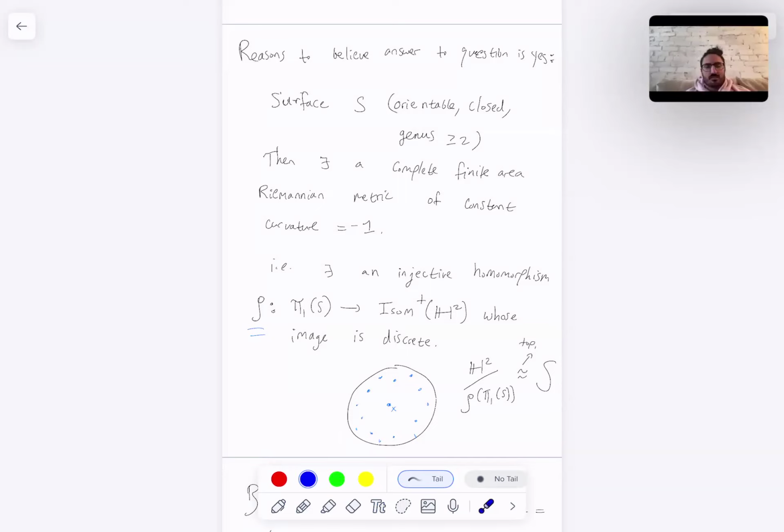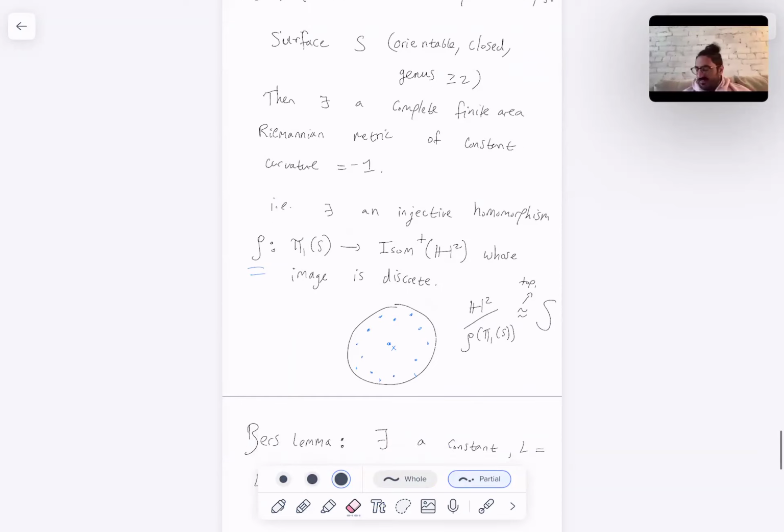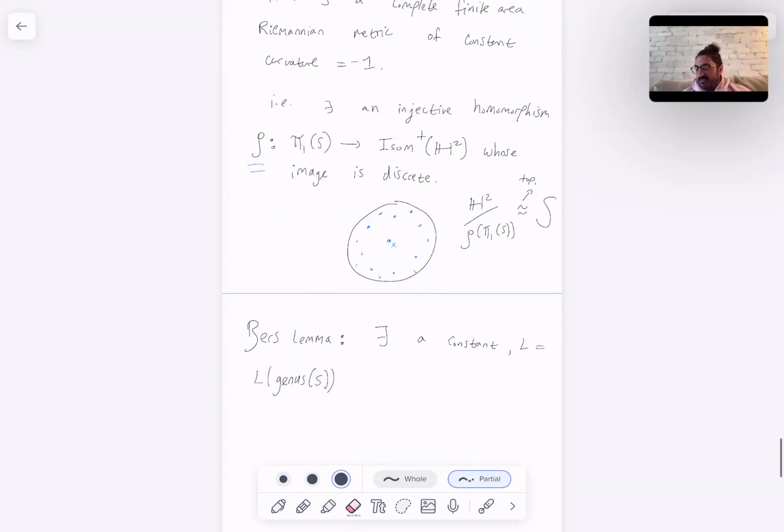This is what's referred to, depending on how you want to think about it, as either the Teichmüller space of the surface or the moduli space of hyperbolic metrics. Depends on the language you're using. And so there's many, many choices. And so I want to emphasize that the lemma I'm about to state depends on none of those choices. It only depends on the genus, not on the particular metric that you choose.